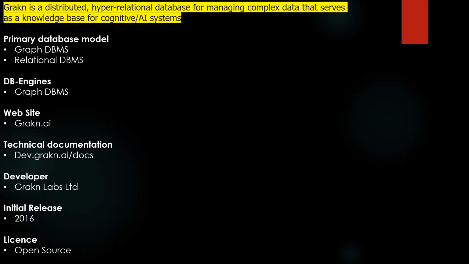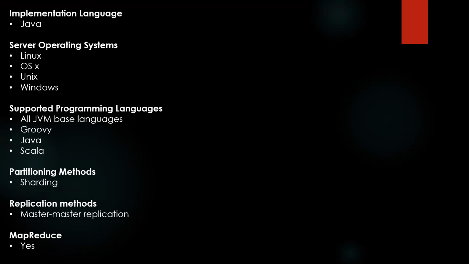And coming to the website, this is Grakn.ai. And technical documentation, you will get from develop.grakn.ai/docs. It has been developed by Grakn Labs Limited. The initial release happened in 2016, and it is open source. Coming to the implementation, it was done on the Java platform. Okay, as I told you, Java is a case sensitive and object oriented language which follows C++ syntax, and you should take care of your naming conventions and the attribute creations and the entity creations in this database. Okay.